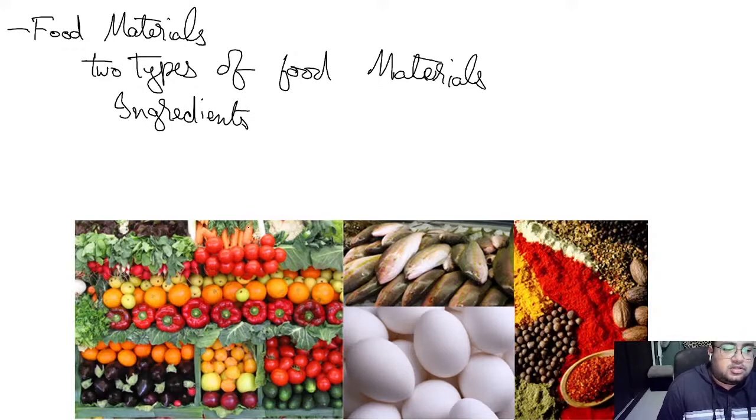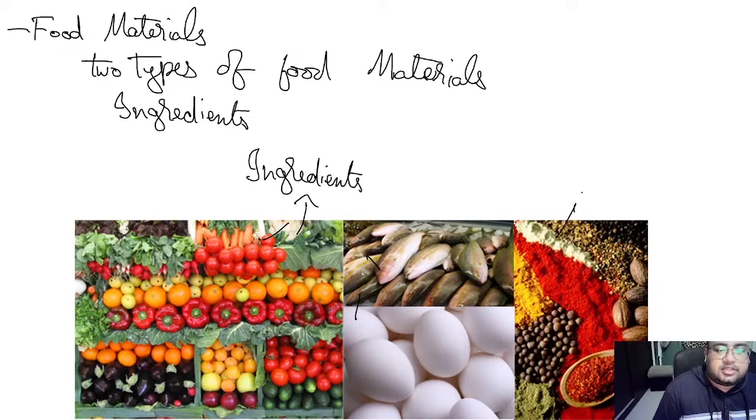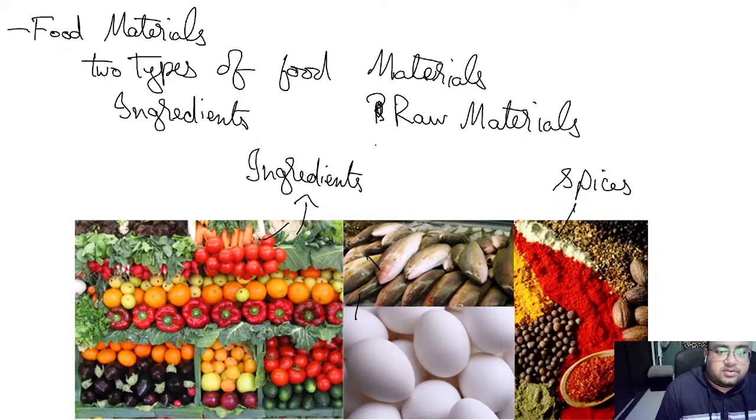So these are all ingredients, okay? The vegetables here, see, you can see fish, you can see egg, you can see fruits here. So these all are ingredients, okay? And these are spices, okay? Spices like these are also, but you can see vegetables and fruits and spices are from plants, okay? And the remaining all are from animals, okay? And these are all known as raw materials, raw materials that are used to prepare food, okay?